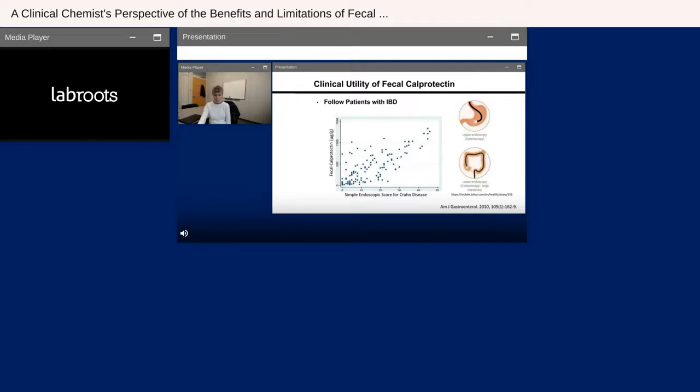And you can see that there's a nice correlation with fecal calprotectin results and the severity of the simple endoscopic score for Crohn's disease. Now this is great because the fecal calprotectin result is much easier to do. The patient can just submit a stool sample, get a result, and the clinician and the patient have some indication of what's going on with the patient. And so it's a great method for following patients with IBD.